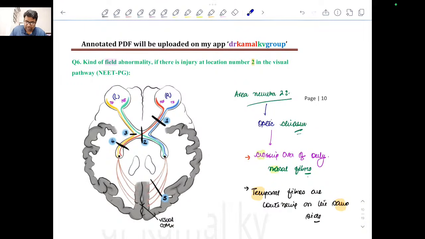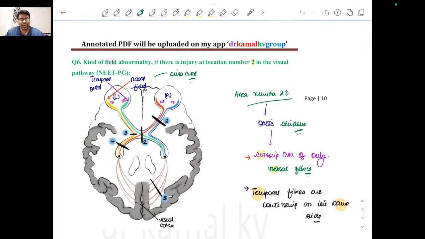So suppose if this is the temporal field, okay, and this is the nasal field. So the nasal field will go like this. The image from the nasal field will be taken by the temporal fibers, and from the temporal field the image will be carried by the nasal fibers. So there is a crisscross, that is also very important. Okay, so there is a crisscross. So you need to remember three things.